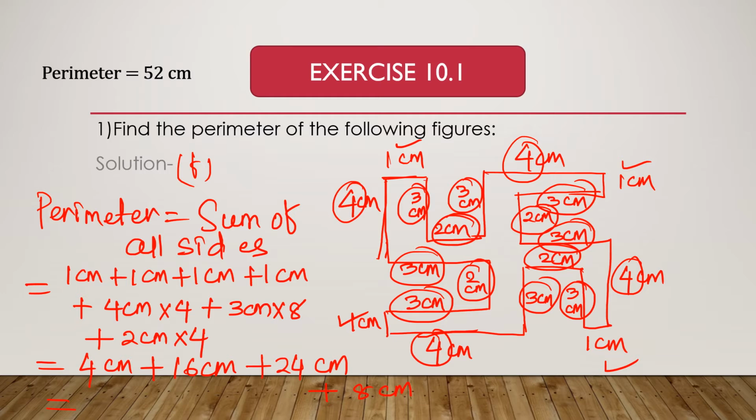Now 4 plus 16 is 20, 20 plus 24 is 44, 44 plus 8 is 52. So perimeter is 52 centimeter. So the perimeter of this given figure, the swastik symbol in Hindu mythology, is 52 centimeter.